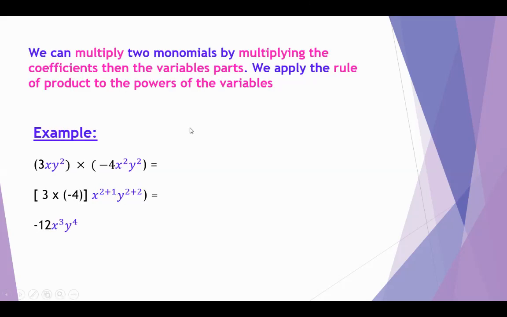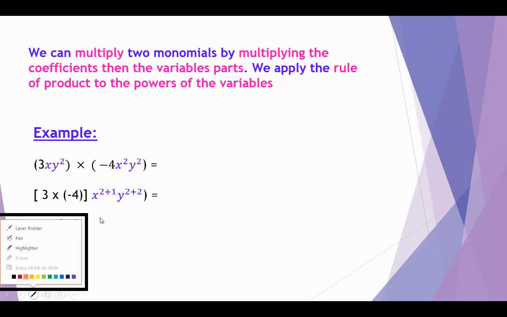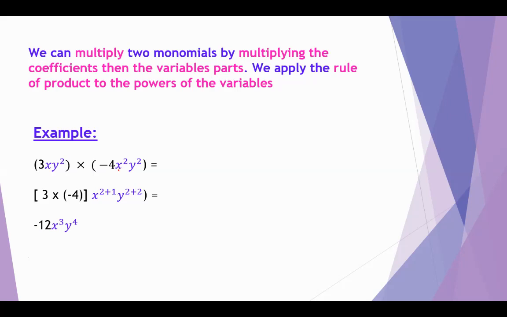3 times -4 equals -12, and we have here x and x². Here we have x to the power 1. So we use the rule of powers, x to the power 2 plus 1. Then you calculate y, the same variables. y² and y²: so y to the power 2 plus 2. So it's equal to -12x³y⁴.